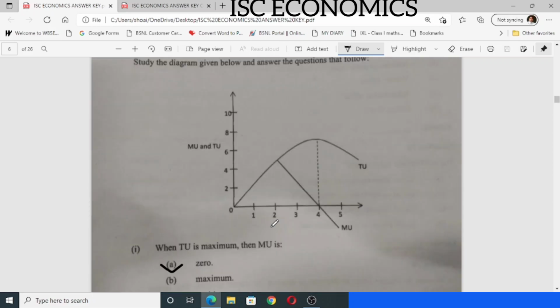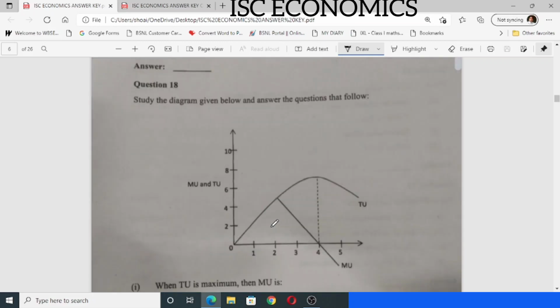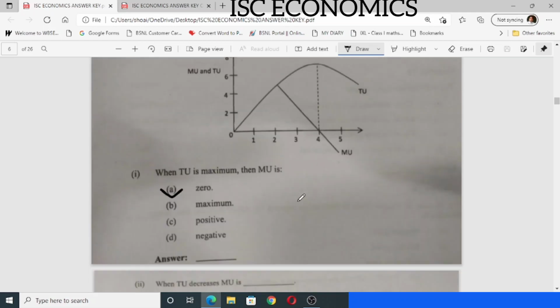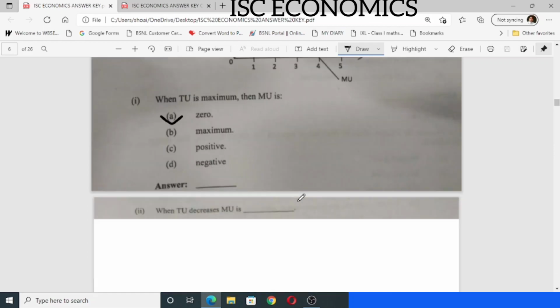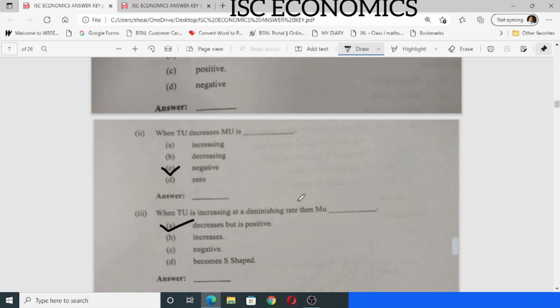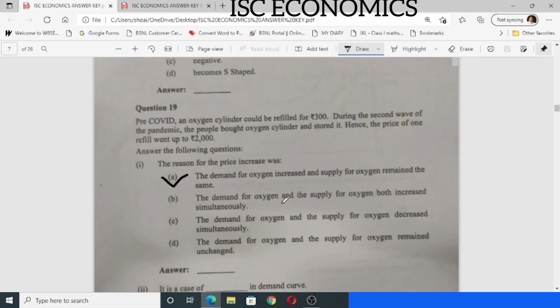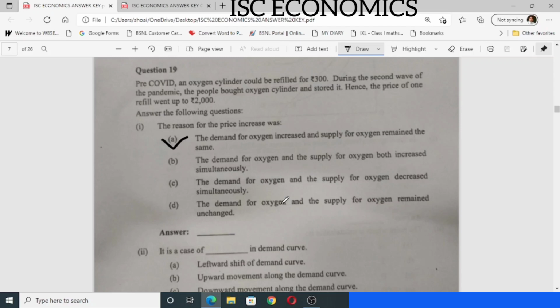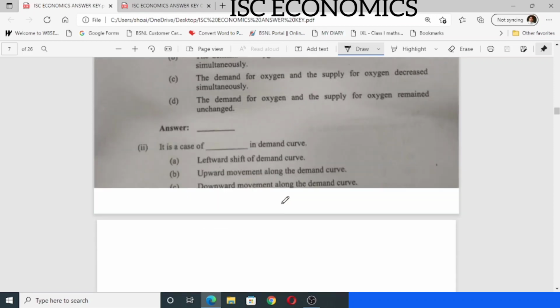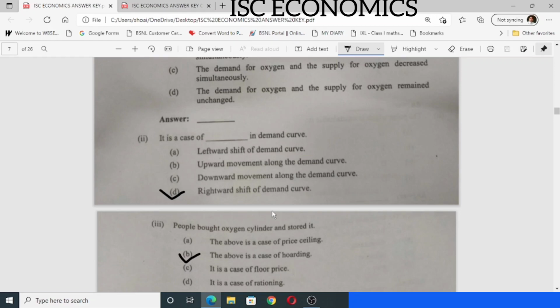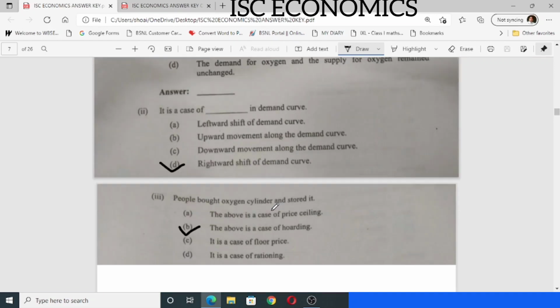Number 18, study the diagram given below and answer the questions that follow. Number 1, 0. Number 2, negative. Number 3, decrease but is positive. Now number 19. Number 1, A. Number 19, 2, D. Number 19, 3, B.